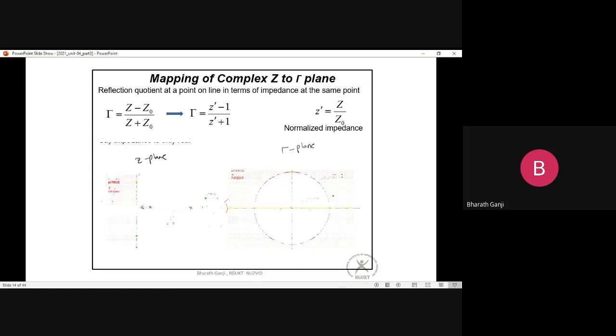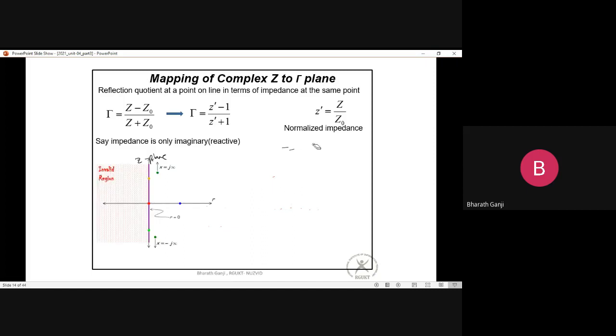Okay, let us do another thing. Say, for example, the impedance is only imaginary, and it does not have any resistance. So I am saying that the impedance is this blue line. You can see that I don't have any R on this line, the R value is 0 everywhere, and you have only reactive impedance everywhere. Then what do you think this will map into in the complex tau plane? Very good, it maps onto a unit circle.